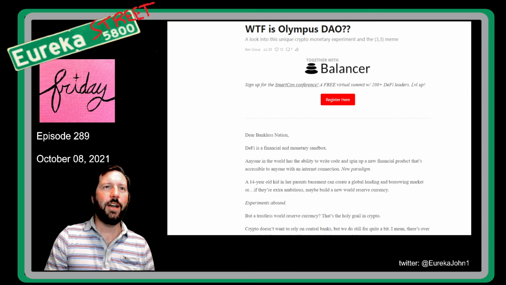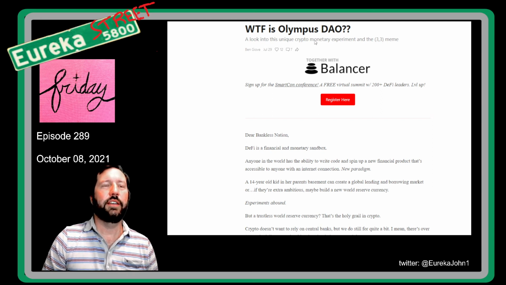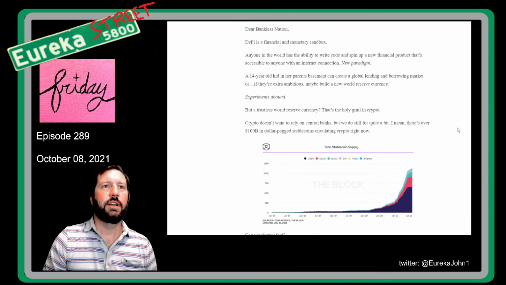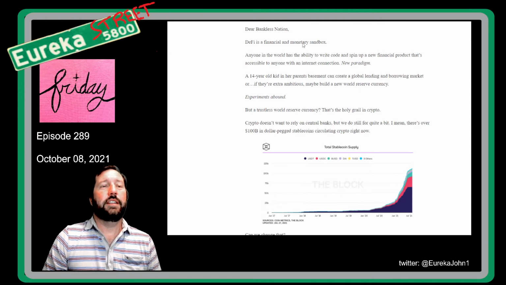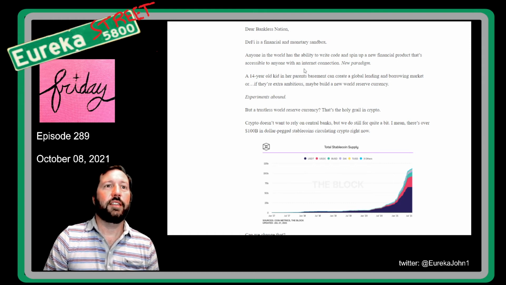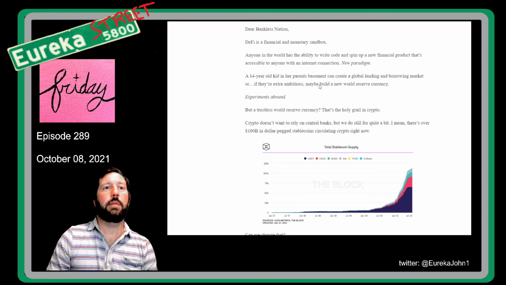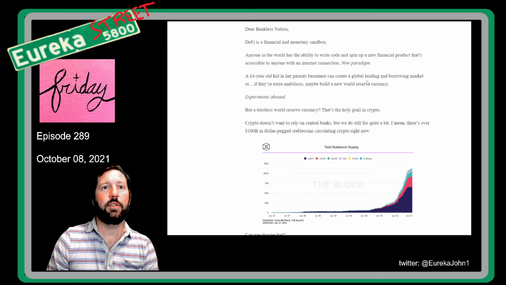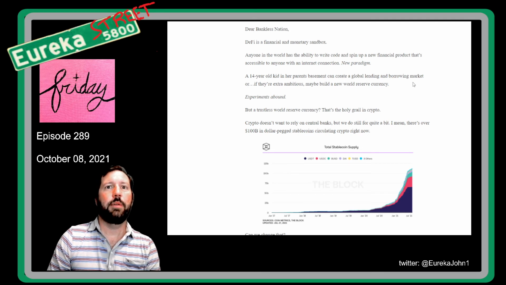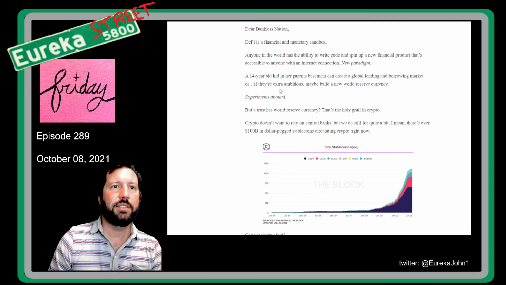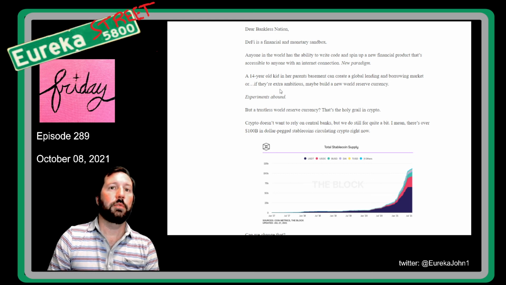All right. What the F is Olympus DAO? All right, so DeFi is a financial and monetary sandbox. Anyone in the world has the ability to write code and spin up a new financial product that's accessible to anyone with an internet connection. New paradigm. A 14-year-old kid in his or her parents' basement can create a global lending and borrowing market, or if they're extra ambitious, maybe build a new world reserve currency.